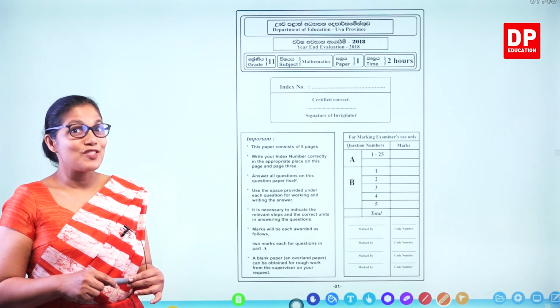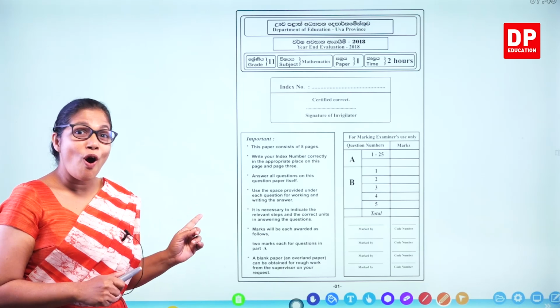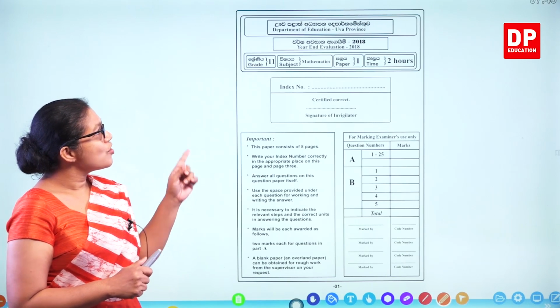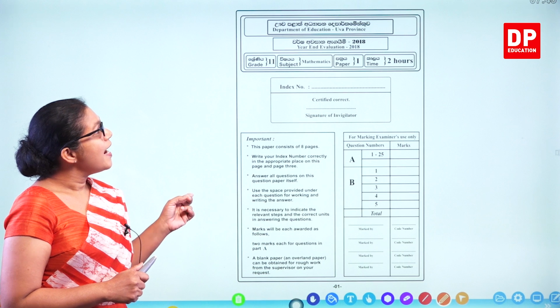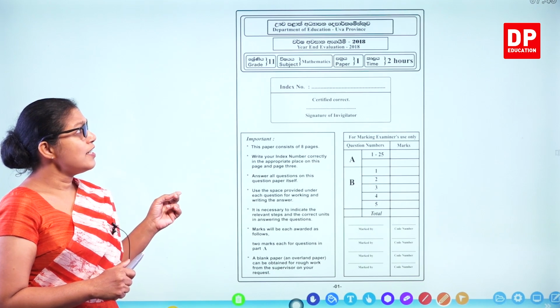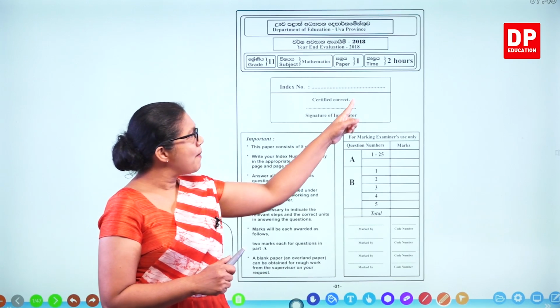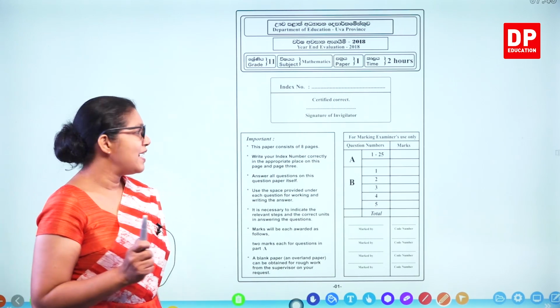Grade 11 students. Today I am doing revision work. So we are doing all province papers, Department of Education. So today over province. So you get 2 papers. So this is end of year evaluation 2018. So you get 2 papers, paper 1 2 hours and paper 2 3 hours.